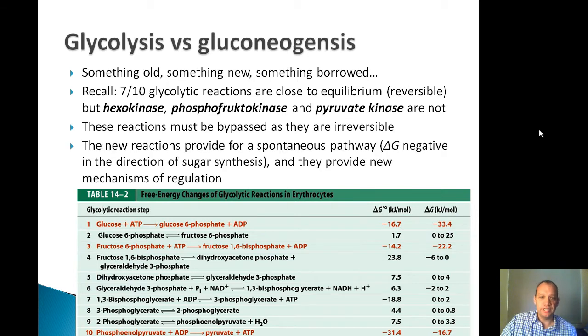The new reactions provide for a spontaneous pathway with a negative delta G in the direction of sugar synthesis, and they also provide new means of regulation. So by bypassing these reactions with new reactions, we will see overall a pathway which can be spontaneous in the direction of sugar synthesis, in other words in the gluconeogenesis direction, and of course those new reactions are also amenable to regulation.